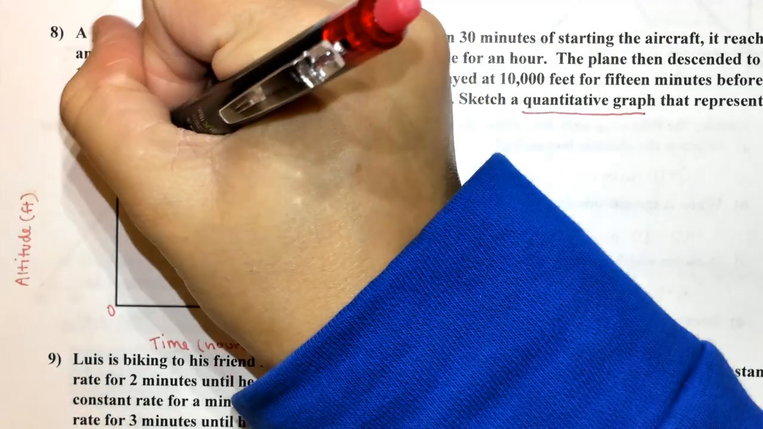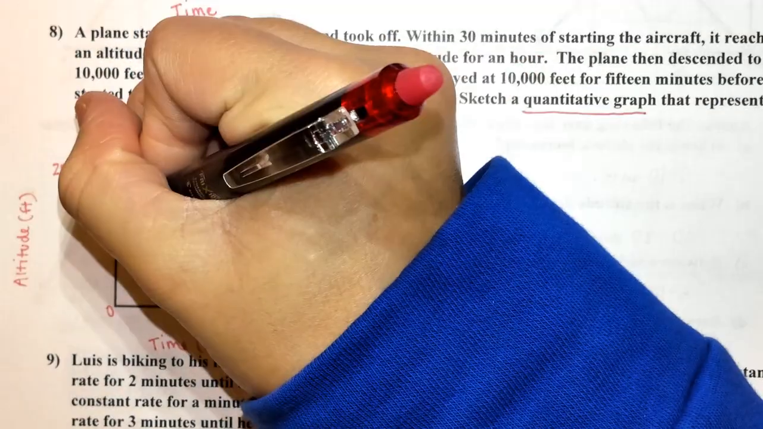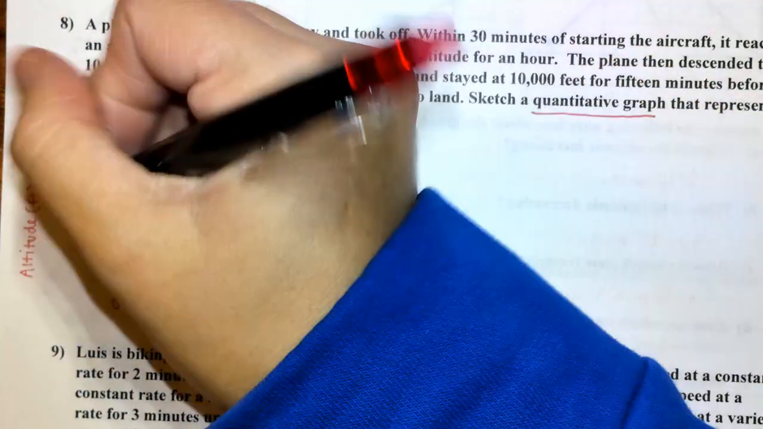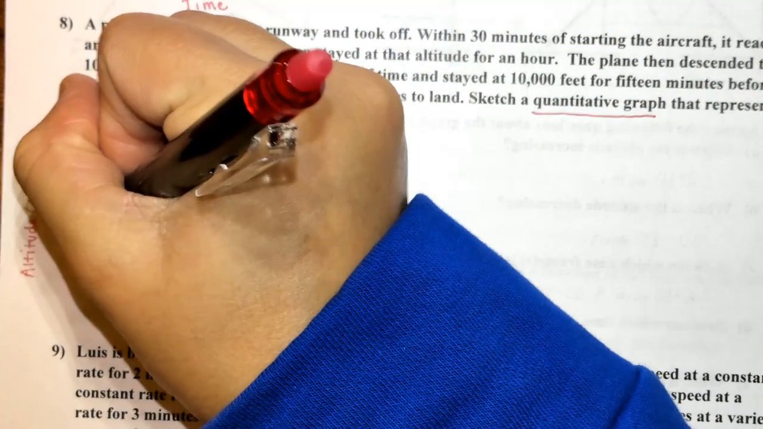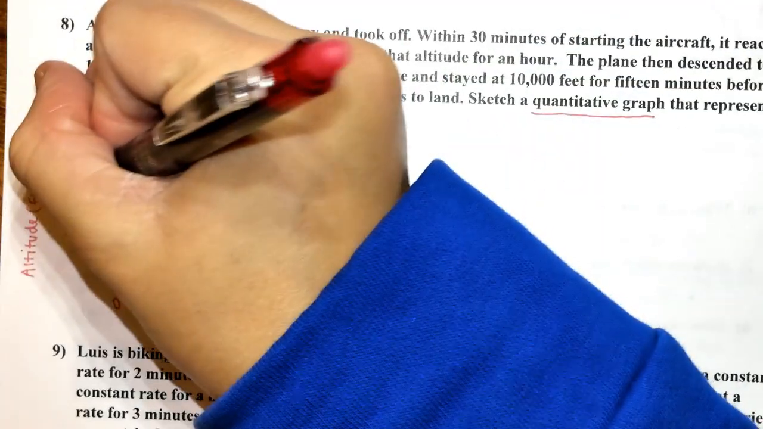So I'm going to come up here, and I'm going to put my 20,000. And then I'm going to go about to the halfway mark, and half between 0 and 20,000 would be my 10,000. Okay, and then I'll go ahead and do 2 in the middle as well. So between 10 and 20,000, I would have 15,000.